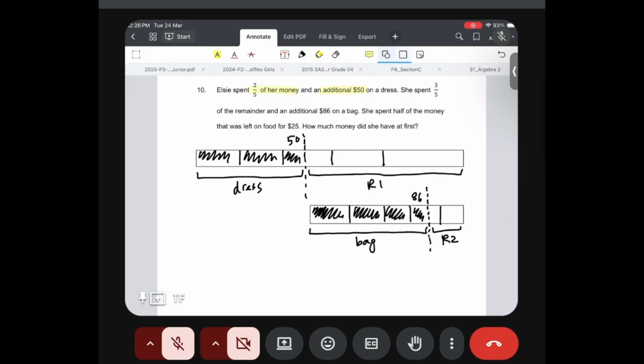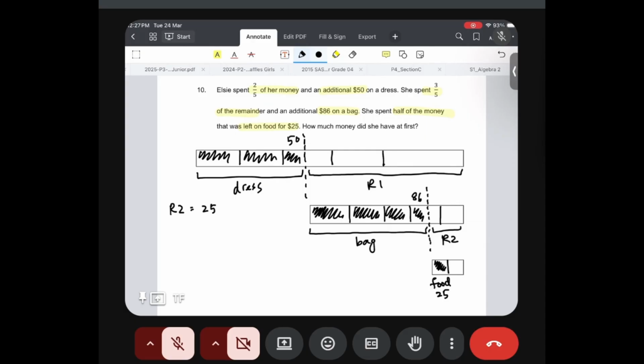The next sentence tells us she spent half of the money that was left on food for $25. This means she took R2, split it in half, and spent 1/2 worth $25 on food. Now our model is complete and we are ready to work backwards.